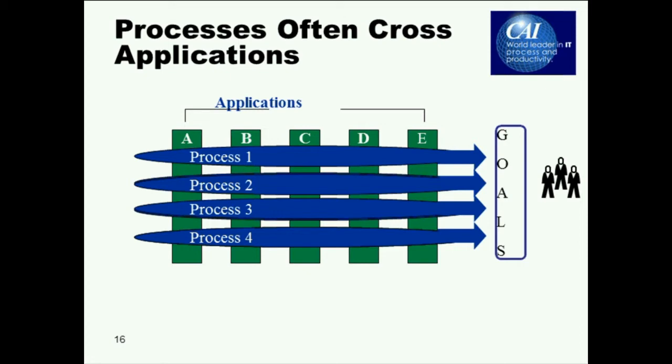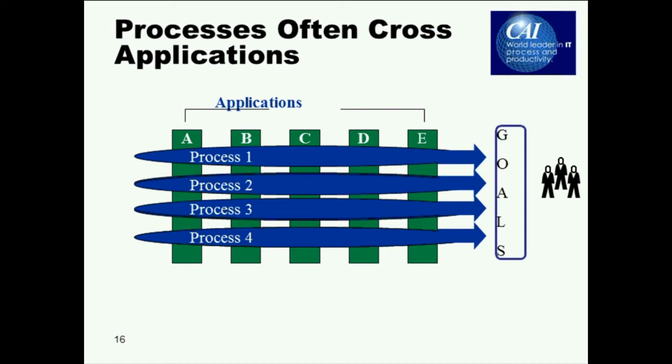So since we're IT people, processes also frequently cross applications. So the performance of an application is not a suitable goal. It certainly has a role, and it may be a suitable sub-goal, but it is not typically a suitable goal from the point of view of our customers. They really don't care how efficient your applications are. They care how well they get their needs met and what they see are the outputs of your business processes.